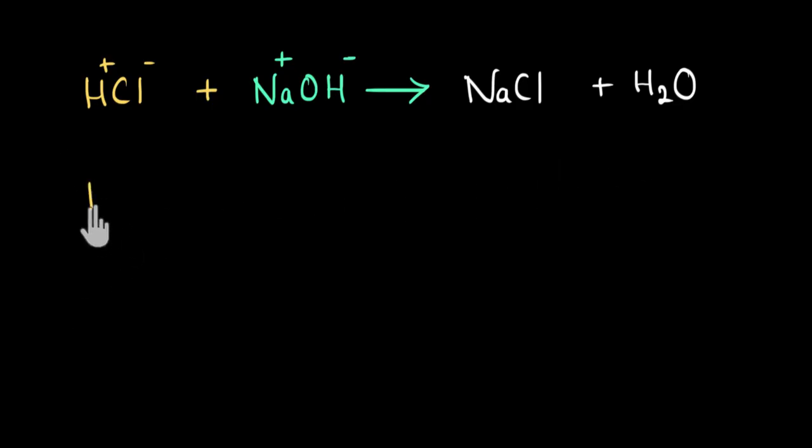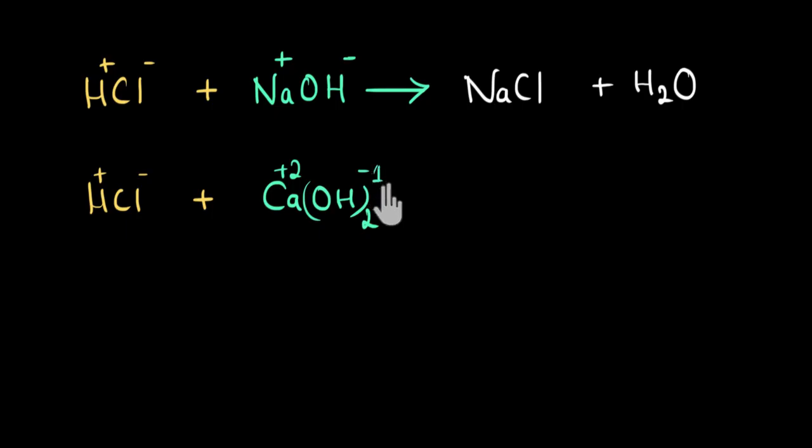This time I again have HCl acid, which in water will dissociate to give me H+ and Cl- ion. And this time I'm going to take another base, calcium hydroxide, Ca(OH)2. In water, this is going to dissociate to give me calcium ion, Ca2+, and OH- ion. And since it is giving me OH- ion, I can be sure that this is a base.